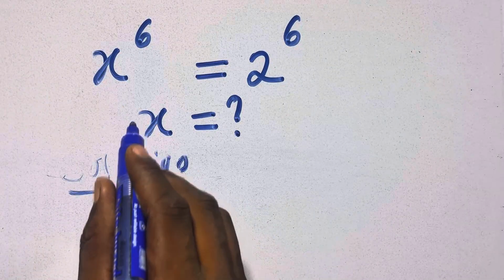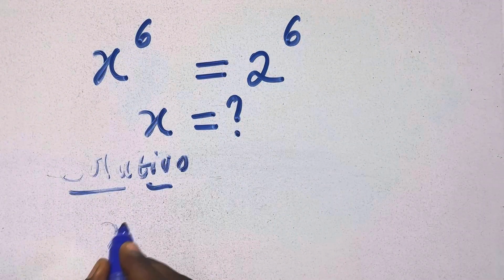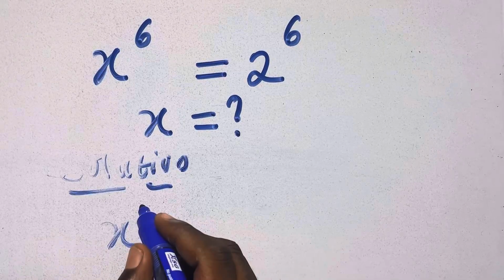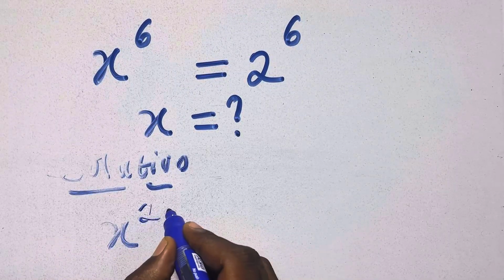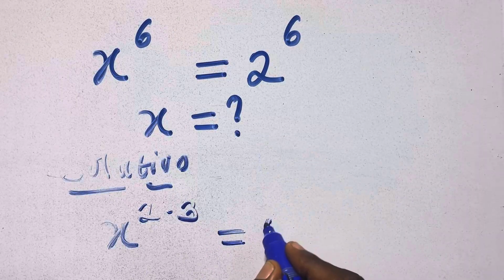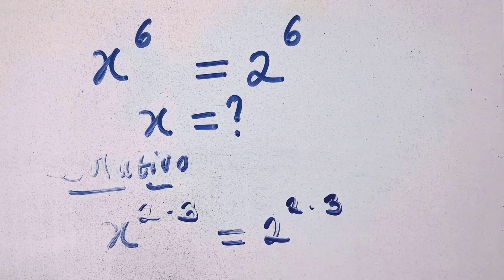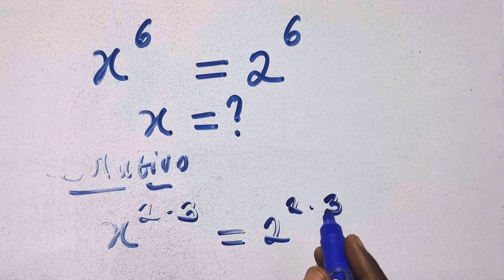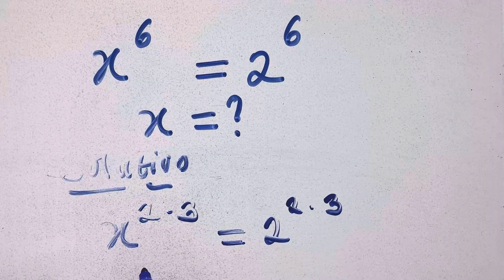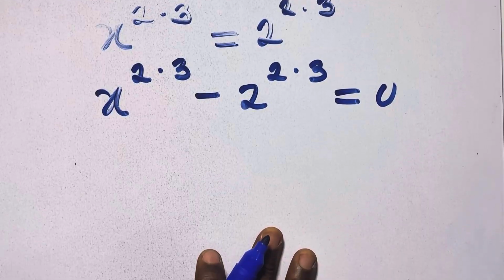So what we have here is 6. We can just express it as the product of 2 and 3, so that we have x raised to the power 2 multiplied by 3, equals 2 raised to the power 2 multiplied by 3. Here now we can transfer this to the other side. So we have x raised to the power 2 multiplied by 3 minus 2 raised to the power 2 multiplied by 3, and equate everything to be 0.